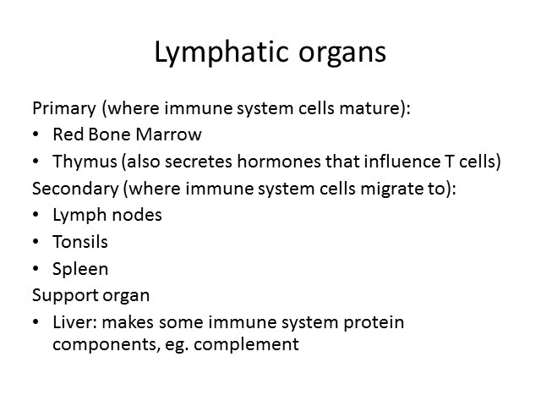The secondary lymphatic organs are where the immune system cells migrate to after maturing. So after they're sort of born in the red bone marrow or born in the thymus, they then immigrate to live in the lymph nodes or the tonsils or the spleen. And then a structure that's not really considered to be a lymphatic organ but does support the immune system and lymphatic system is the liver, in the sense that it makes many proteins that are involved in immune system activity, such as complement proteins, which we'll discuss a bit later on.